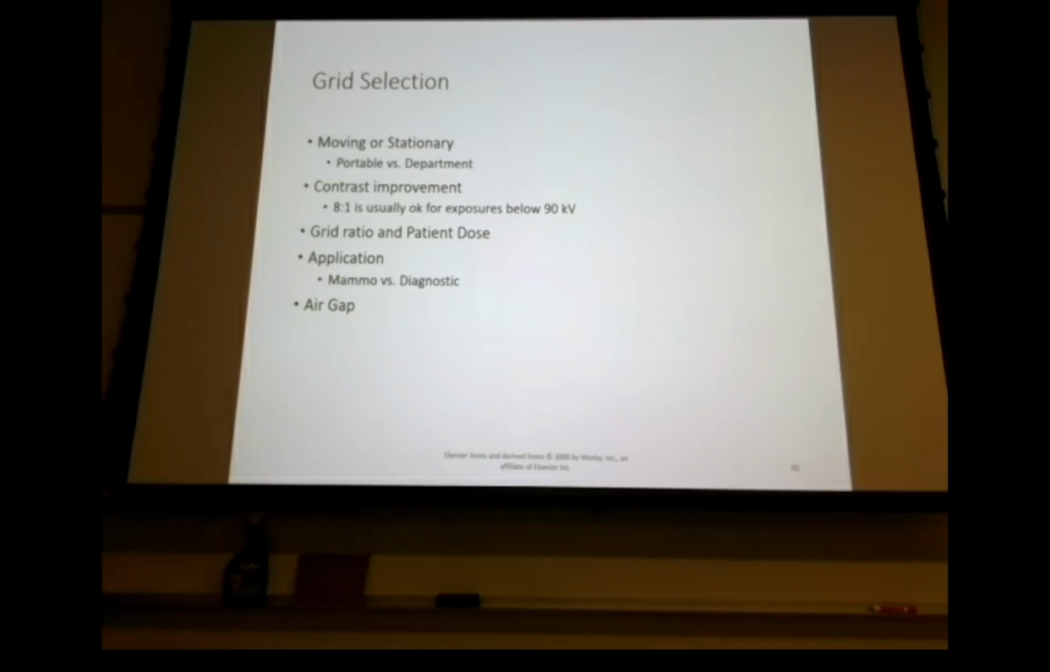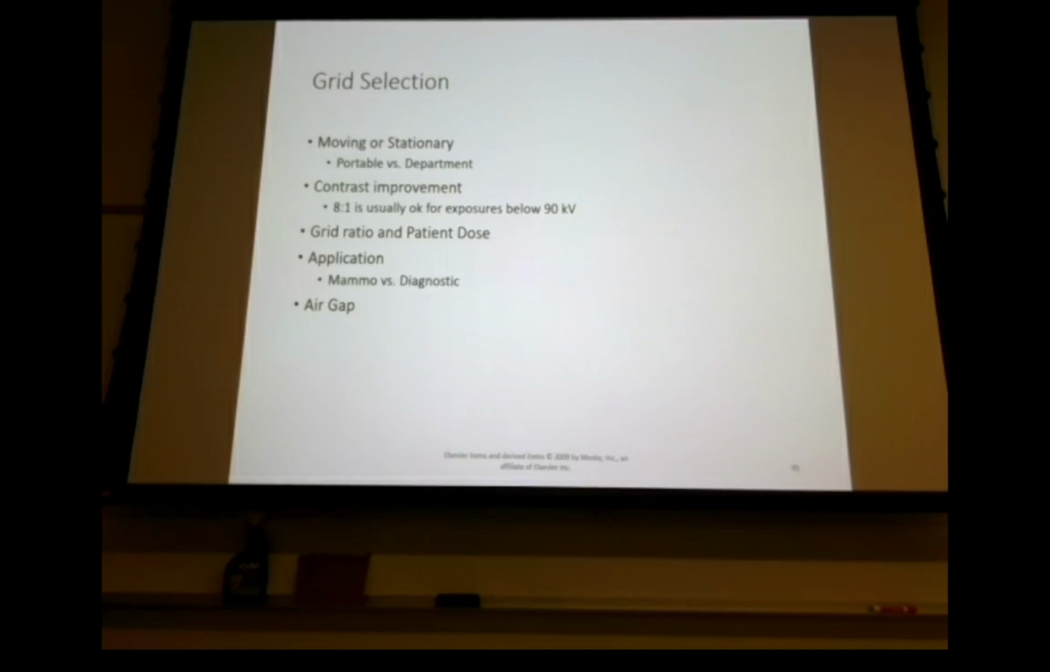So, grid selection. What is it you're doing? What kind of equipment are you using? Are you in the department? Are you using portables? Do you actually need a grid? How high a ratio grid do you need? 8-to-1 is usually okay for exposures below 90 kVp, but once you get to 90 kVp, you have so much penetrated scatter radiation, you're probably going to need a higher ratio grid. Most of your grids, most likely, are going to be 10-to-1 focused.